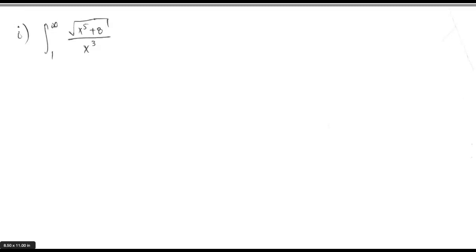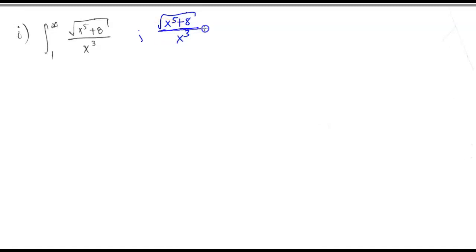So for our next example here, we have the improper integral of the square root of x raised to the 5th plus 8, all that over x cubed, and we're evaluating that from 1 to infinity. We want to figure out whether this particular improper integral is going to converge or diverge. The first thing that should jump out at you here is that we could find a similar function to our integrand.